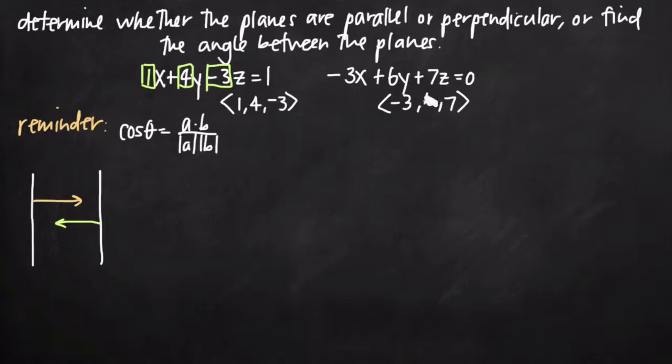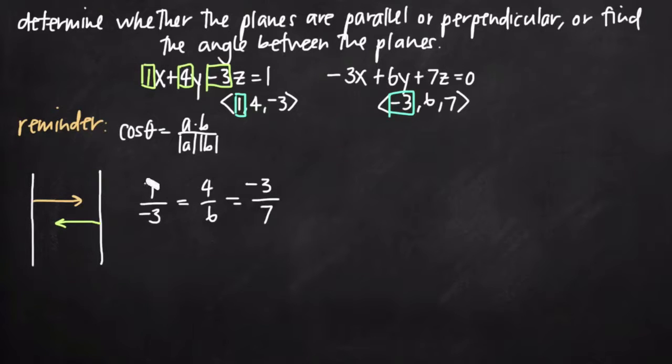So now that I have a normal vector for each one, the way that I can test to see whether or not they're parallel is by taking the ratio of each of my components to see whether or not the ratios are equal. Here's what we mean. I have my x component for my first normal vector here, it's 1. I have the x component in my other normal vector, that's negative 3. I want to take the ratio of those two, so I'm going to say 1 divided by negative 3. I want to set that equal to the ratio of my y components and the ratio of my z components. So I'm going to do 4 over 6 and negative 3 over 7. I've got my x components, y components, and z components.